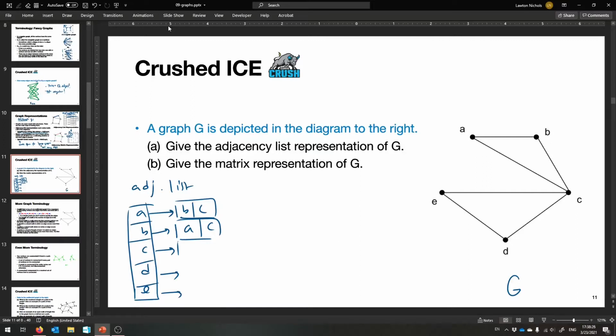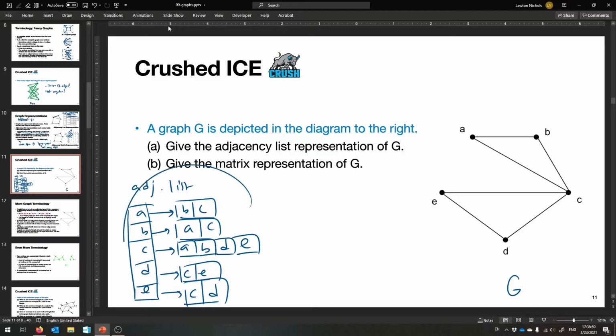From C, we can go to A, B, E, and D. Ooh, C is connected. He's got a lot of contacts. So from C, we can go to A, to B, to D, to E. Very nice. Good for you, C. Then D can go to C and E. And E can go to C and D. Okay, so that is the adjacency list representation of this graph G.